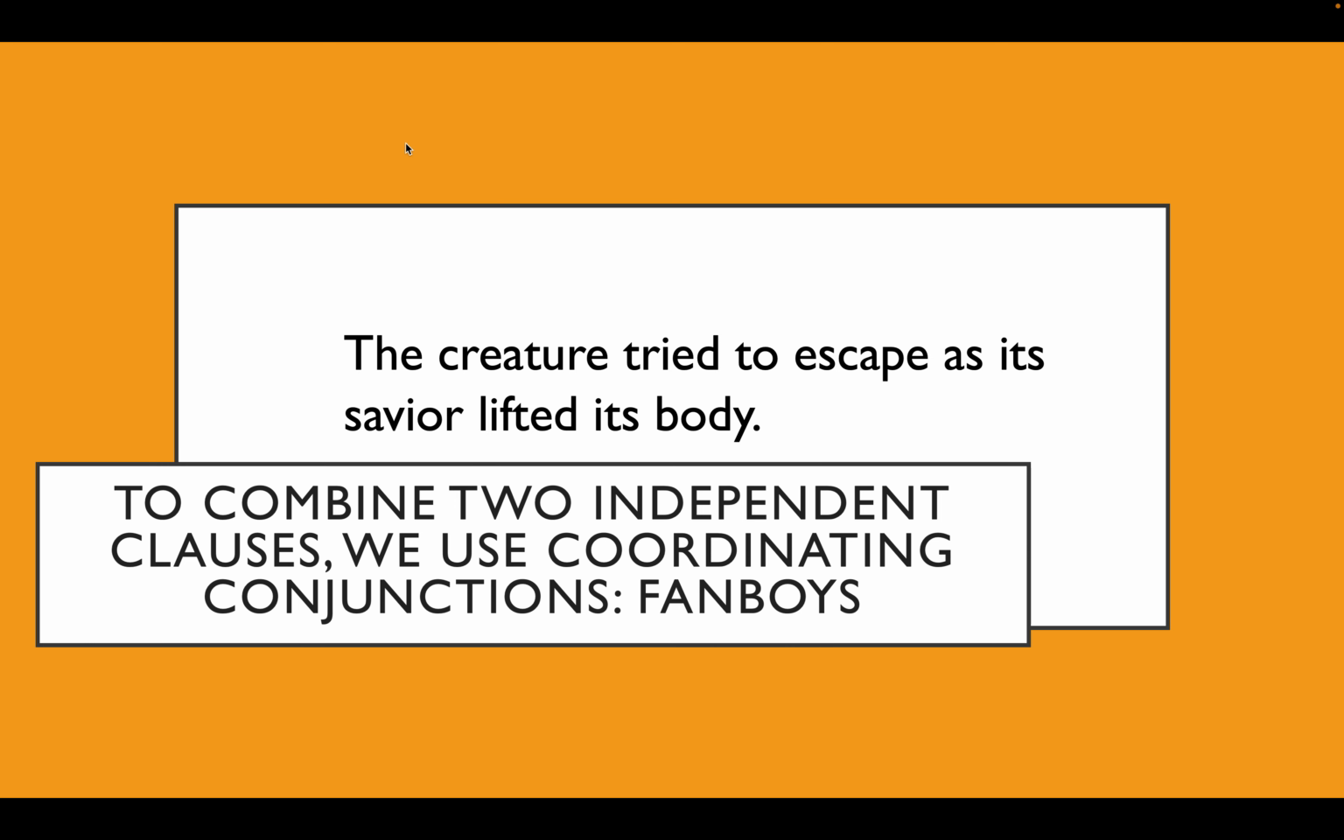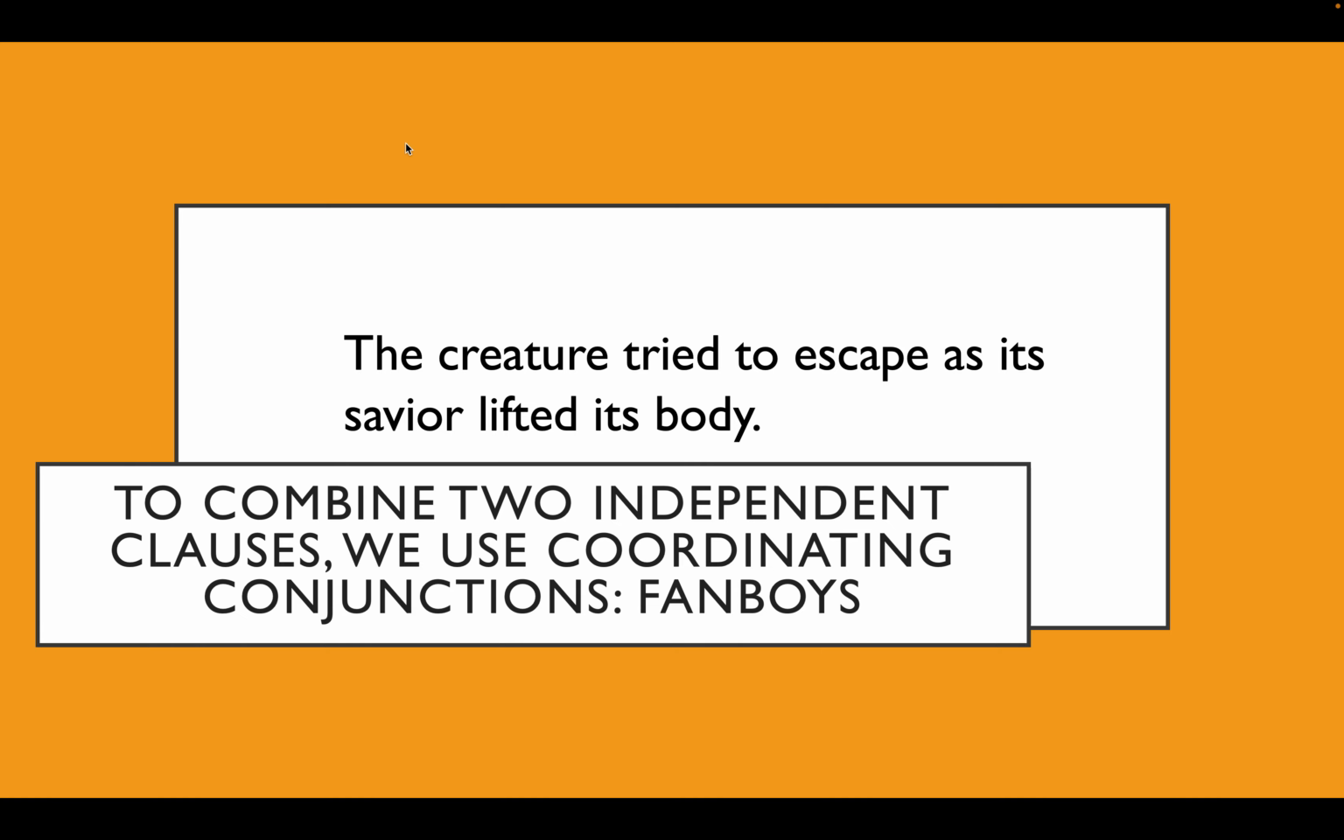And you may have learned in school that those coordinating conjunctions are called FANBOYS: for, and, nor, but, or, yet, so. Very convenient because there's only that many and we can make a word out of them. We can make an acronym out of them, FANBOYS. But that's coordinating conjunctions to create compound sentences.